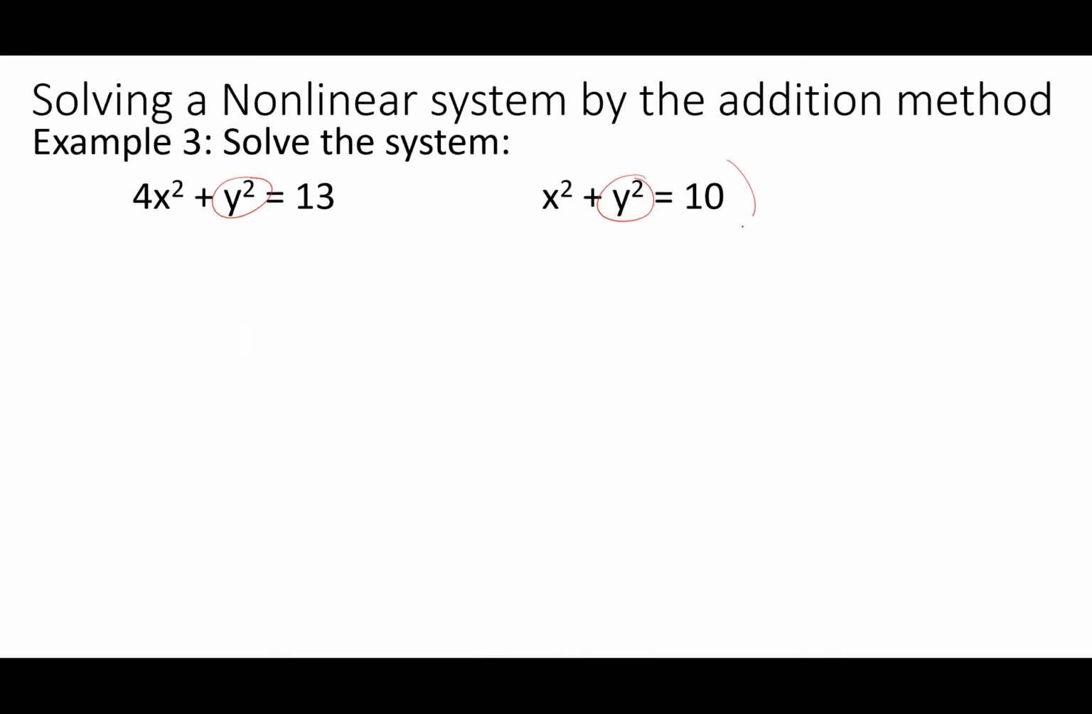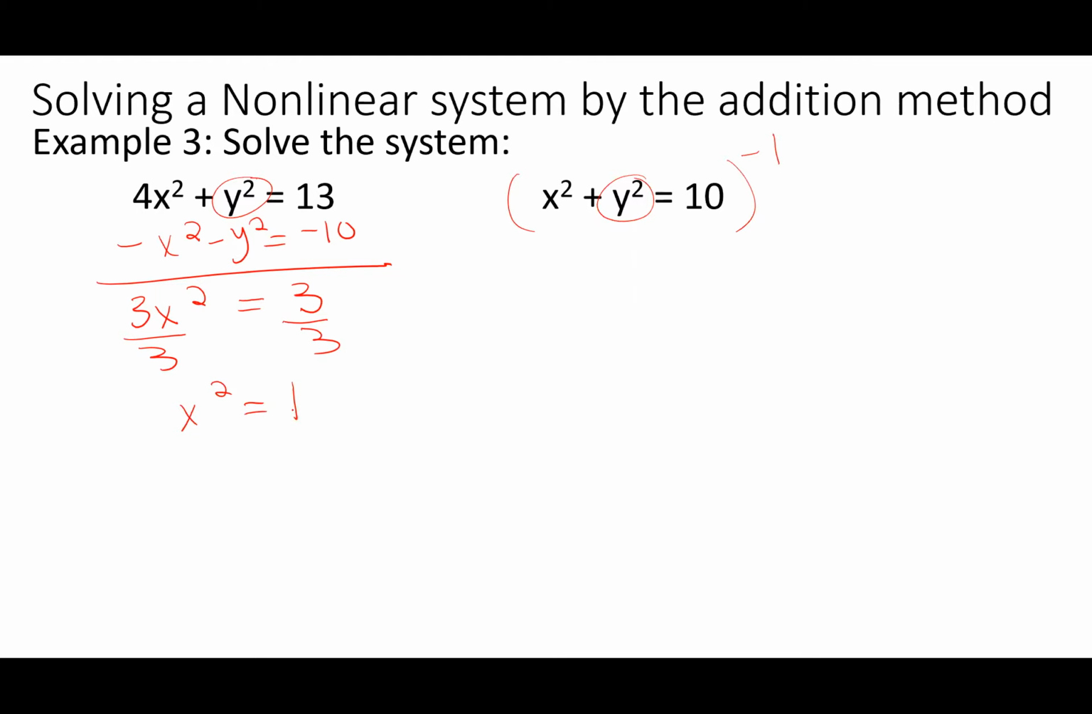Okay? So if I take this equation times a -1, that gives me negative x squared minus y squared equals -10. And when I add my equations, you can see that the y's cancel. Divide both sides by 3, so x squared equals 1. If you think back, to get rid of the squared, you square root both sides, but when you square root both sides, you get plus or minus. So I have x equals 1 and x equals -1.